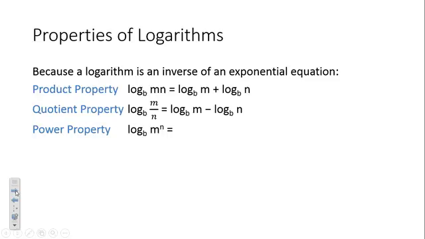What did we do when we had powers to powers? Multiply. So the power property is going to say nothing more than, if you have a power to a power, multiply. Take that n out in front times the exponent. Okay? So everybody got those three written down? All right, next slide then.